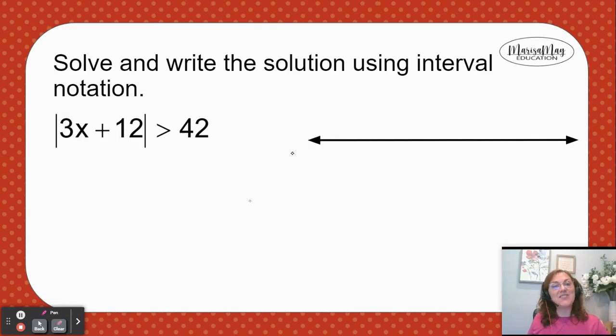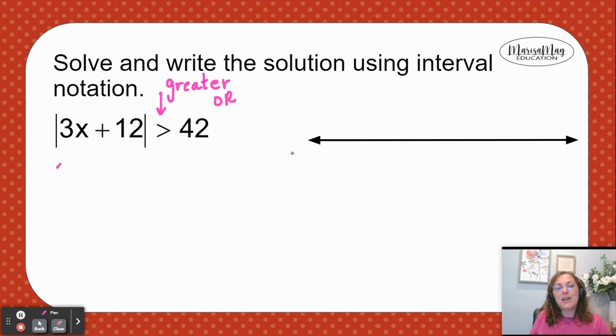My name is Dr. Marissa May, and in this video, we're going to look to write the solution using interval notation for an absolute value inequality. First, let's focus in on that greater than symbol. I like to remind myself using a corny phrase that greater means that this is an or statement. Let me show you what I mean by that.